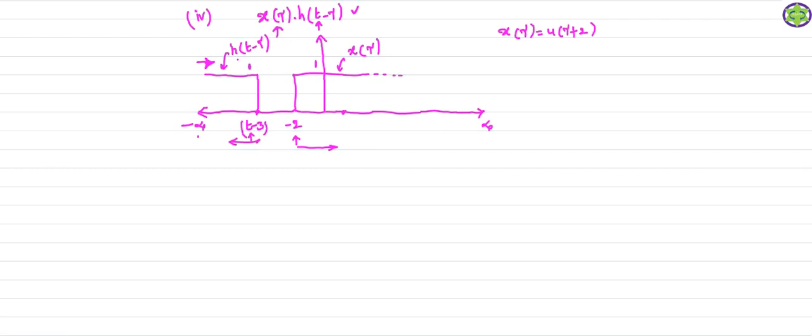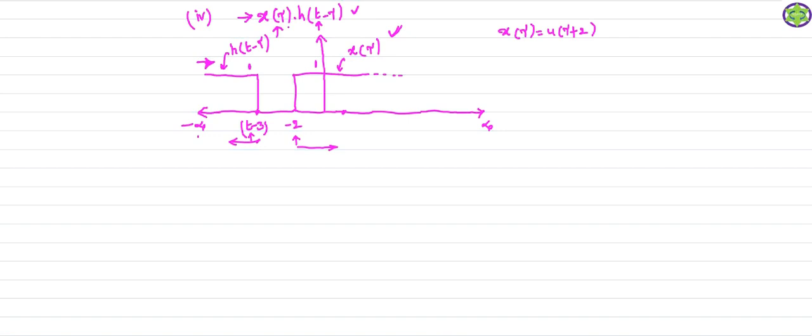During this movement, this h of t minus tau signal is going to overlap on our x of tau signal. Whenever there is an overlap, only then will we get the output, the product of these two signals. Without overlap, how can we get the product? x of tau is multiplied by h of t minus tau. Whenever there is an overlap of h of t minus tau on x of tau, only then will we get the product of x of tau and h of t minus tau.